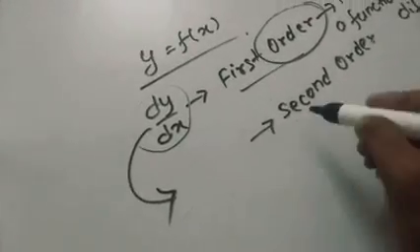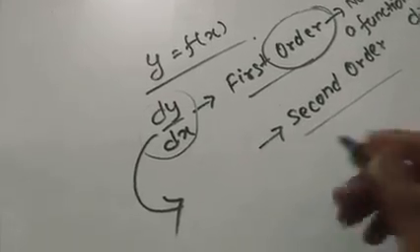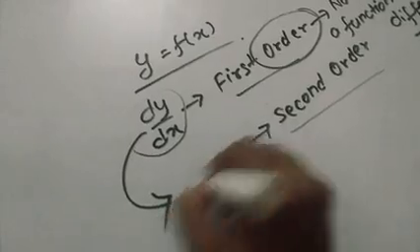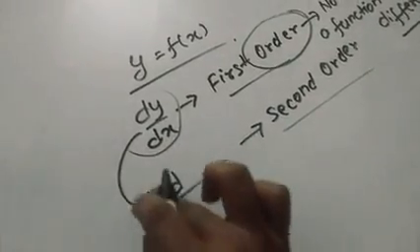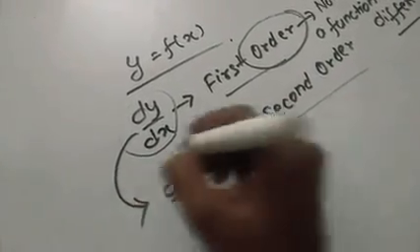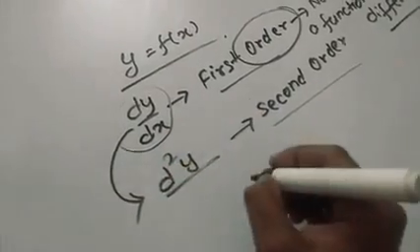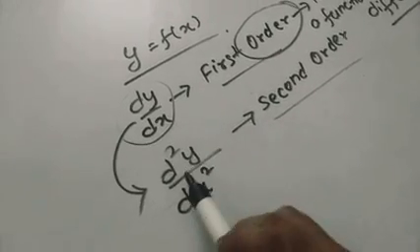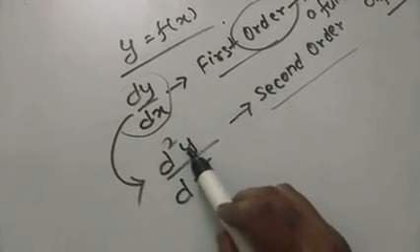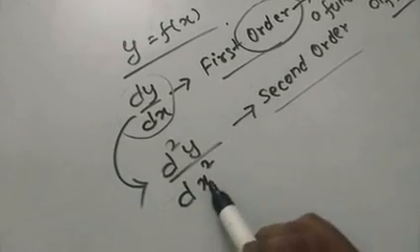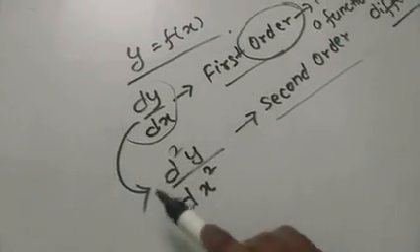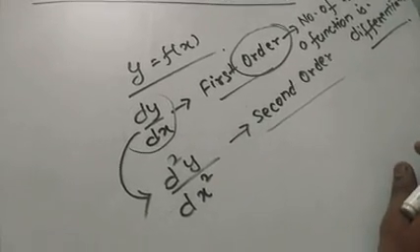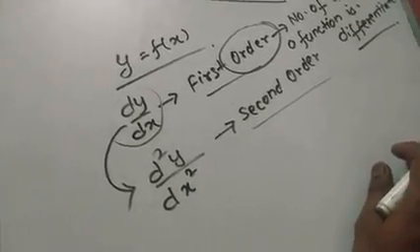Now how will we indicate or how will we write the second order derivative? See, first order derivative means dy by dx. Second order derivative we will write in this form: d2y by dx2. We pronounce it as d2y by dx2. We will say it in this way, d2y by dx2. Okay, so this is a second order derivative.